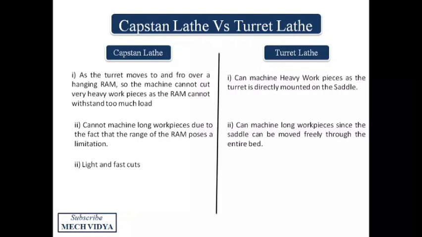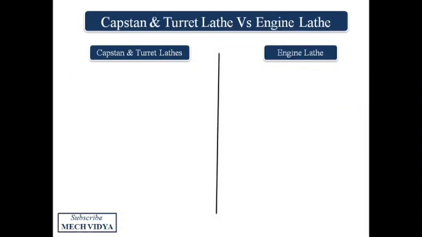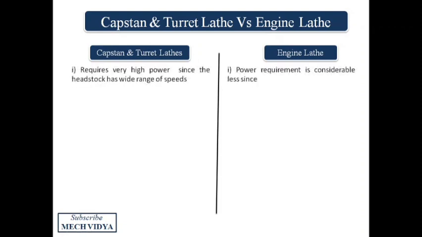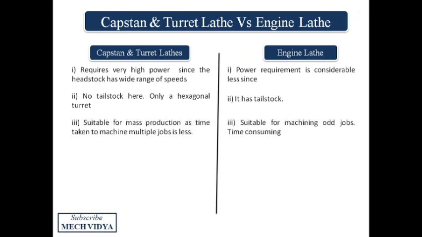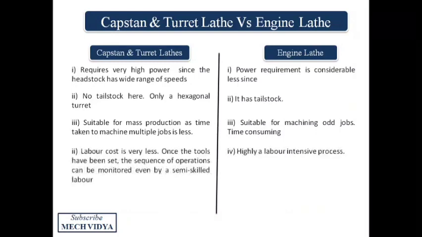Okay, finally, if we compare the Capstan and turret lathes with an engine lathe, we will see that the engine lathes require very less power as compared to the Capstan and turret lathes. Also, the engine lathes have a tailstock, which is replaced by a hexagonal turret in case of Capstan and turret lathes. So the engine lathes are used to create different types of jobs, but if the aim is to produce a large number of identical parts in mass production, we should go for Capstan and Turret Lathe. And finally, we do not require much skilled labor to machine parts by a Capstan and Turret Lathe, since most of the operations can be automated. So semi-skilled labourers can do these operations.